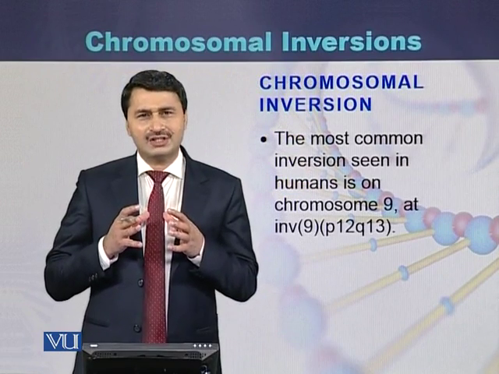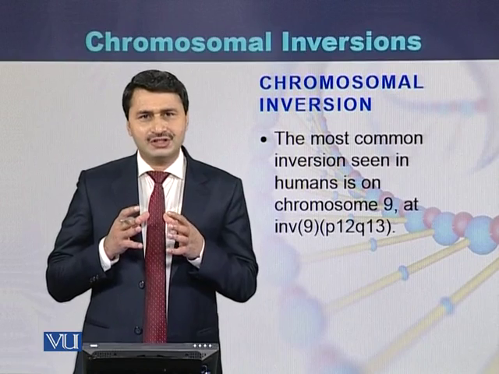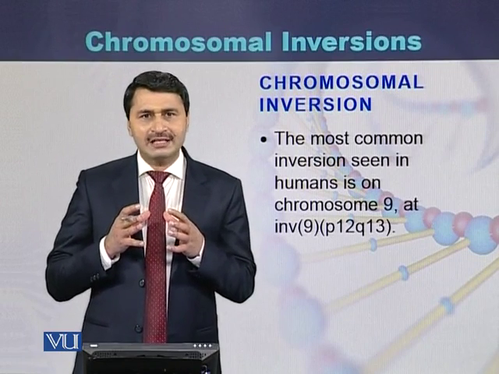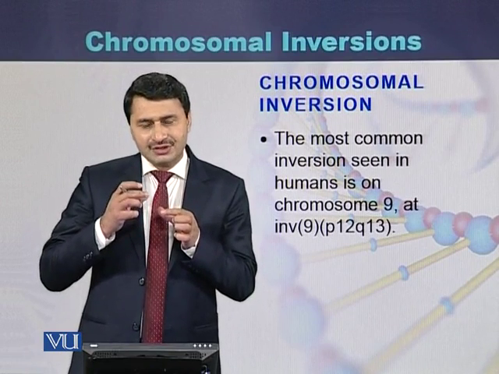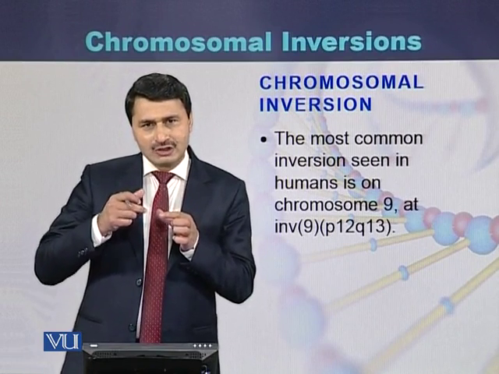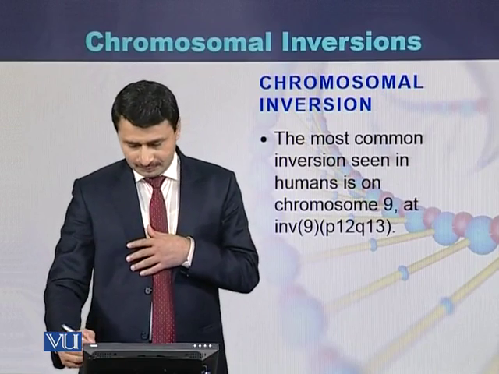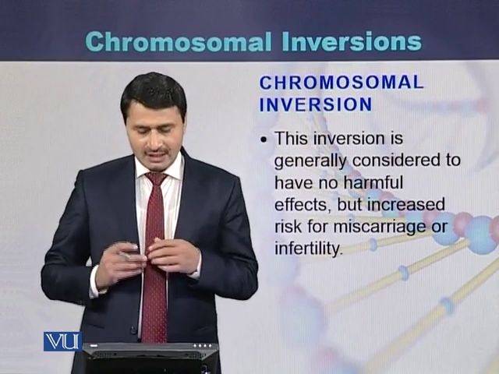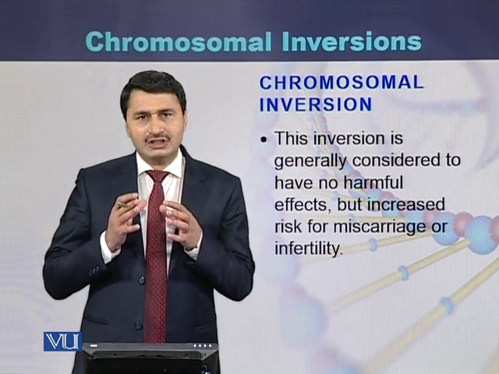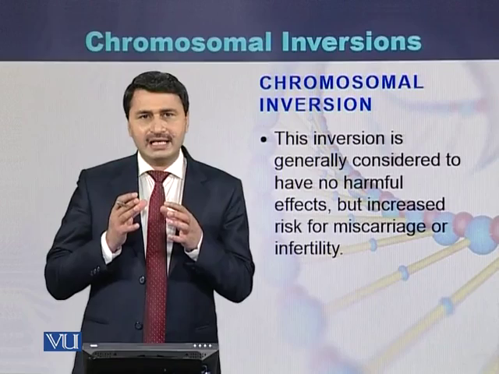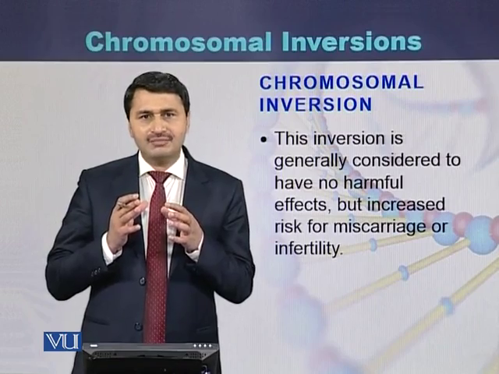The most common inversion in case of humans has been seen on chromosome 9, where a fragment from arm P is changed with the fragment that is on arm Q. Generally, these inversions in case of humans are not harmful, but they increase the risk of miscarriages.